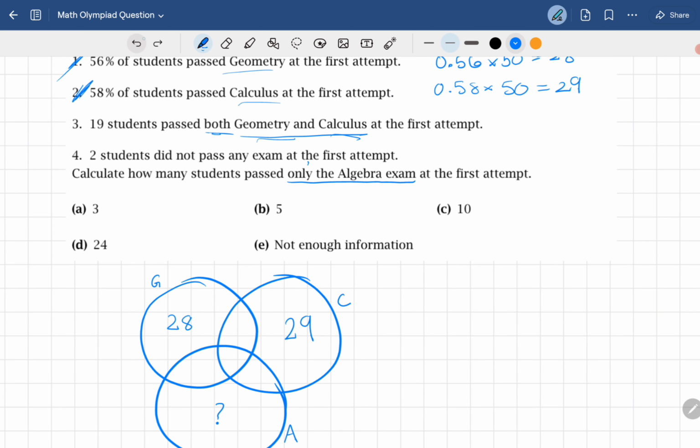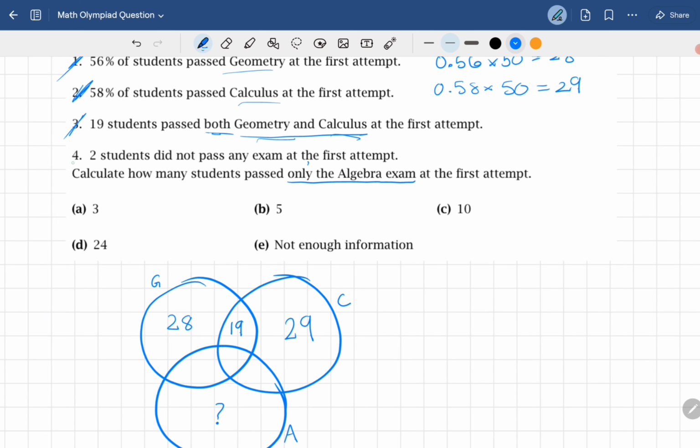So 19 students passed both geometry and calculus, meaning that it would go over here because it's overlapping between the geometry circle and the calculus circle. So we are simply going to put 19 over there. Now we're done with statistic number 3.